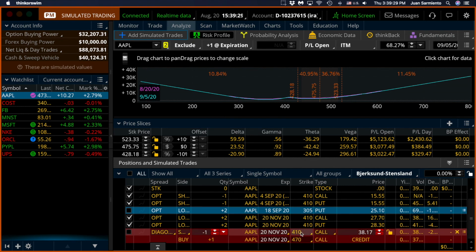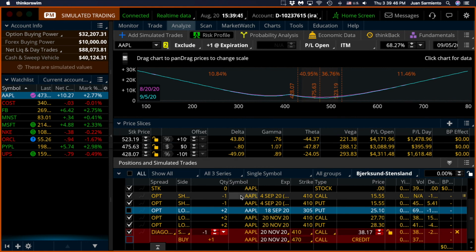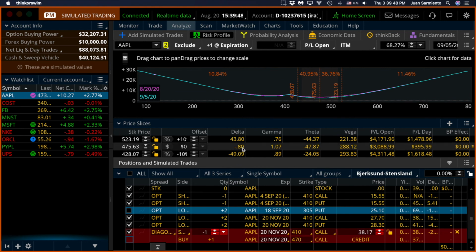That means I'm going to sell the 410 call, and I'm going to buy 1 at a higher strike price. That way I neutralize my delta. You see here my delta is 23.52. By doing that, I reduce it to 80 cents delta negative. So it's slightly negative.